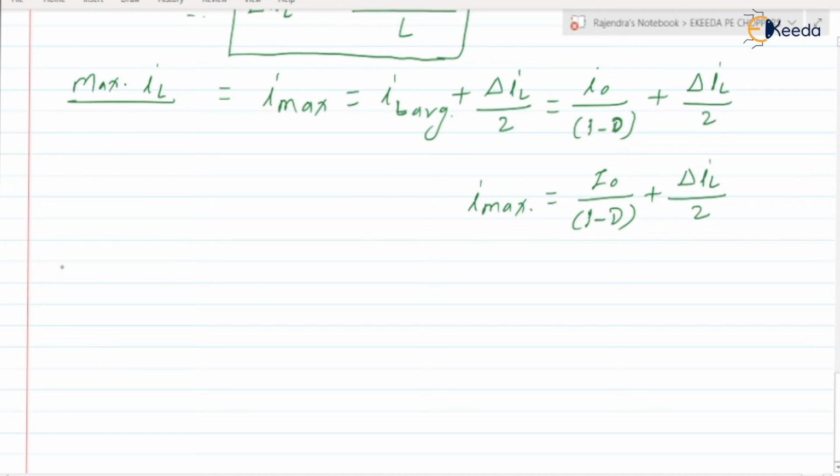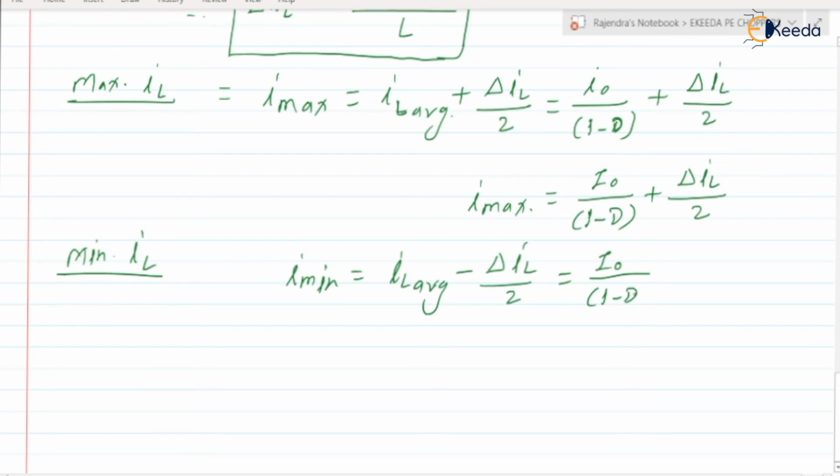Similarly, can we write Imin? Minimum IL. Imin is equal to IL average minus delta IL by 2, which is I0 upon 1 minus d minus delta IL by 2. This is nothing but minimum IL.